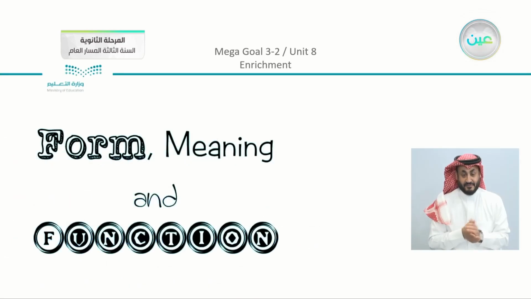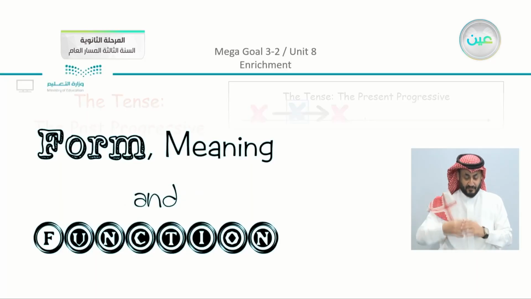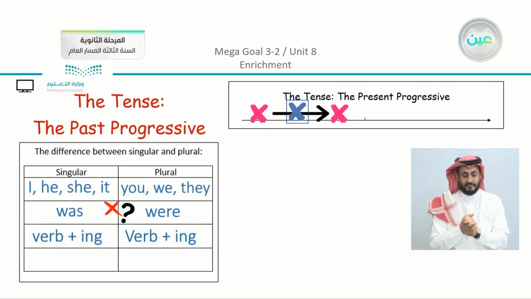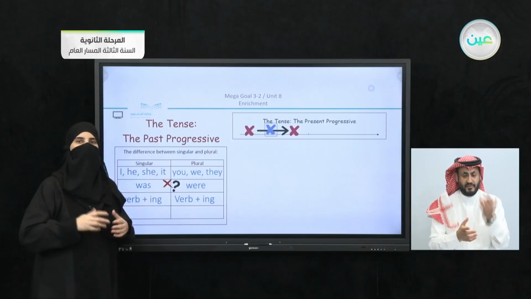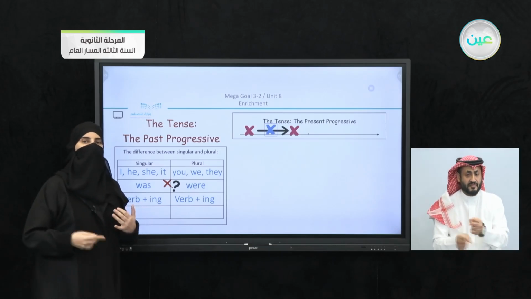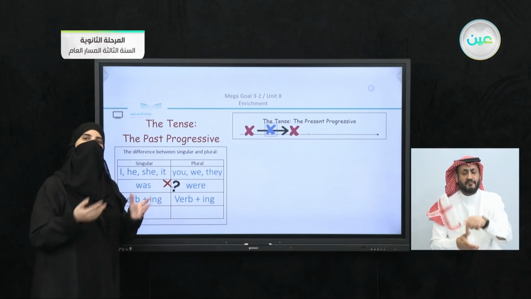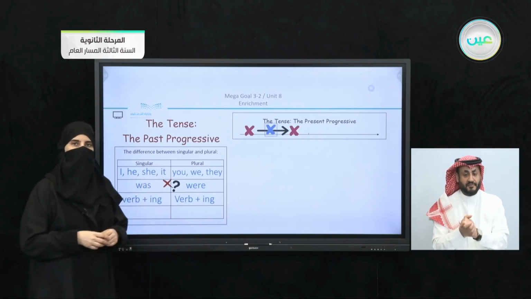So we have reached the last part of our enrichment in Unit 8, which is concerning the form, meaning, and function lesson. We're going to just revise what we have in our lesson here. Now, if you recall, we studied the tense, the past progressive. Since the first semester, we studied different types of tenses here. We studied the present simple, the past simple, the present progressive, and we also studied the past progressive, as you can see.